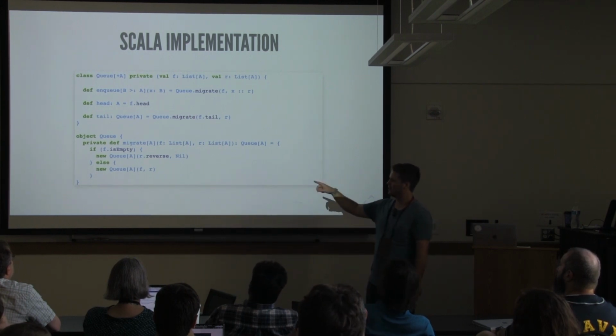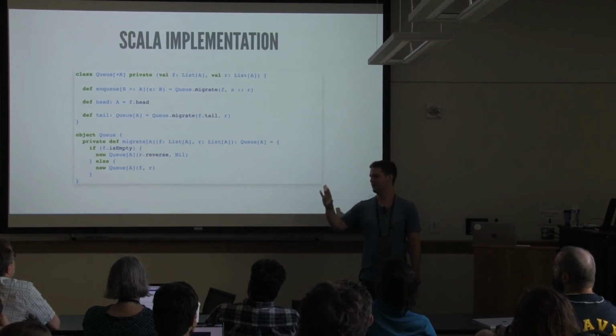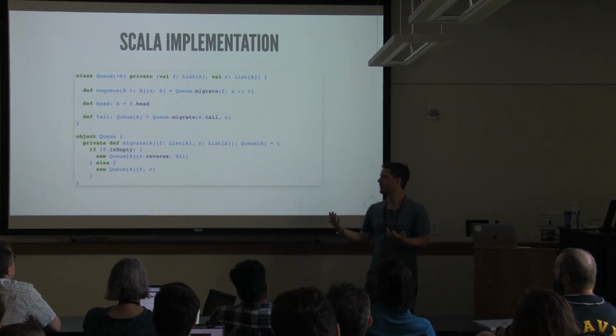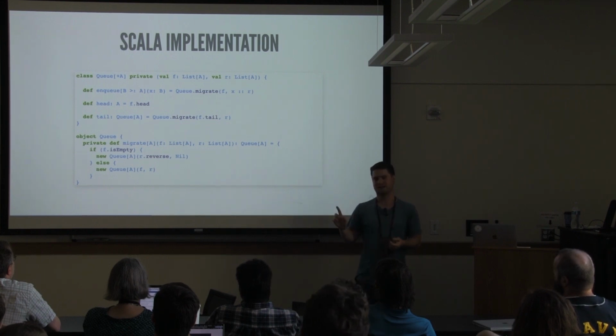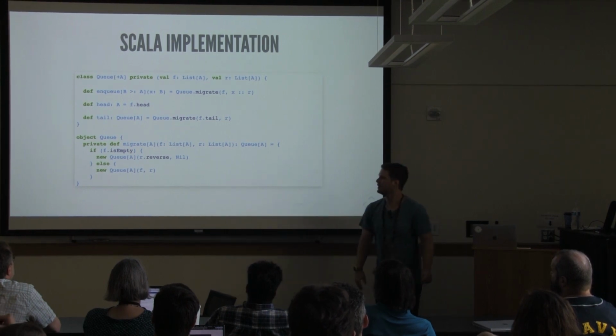But when you want the tail, you just pull from the front list as long as anything is in there. And once you run out, you take the rear list, reverse it, move it to the front, and then put an empty list in the back. The reason you have to reverse it is because you have a stack in the back, and by reversing it, it becomes a queue.